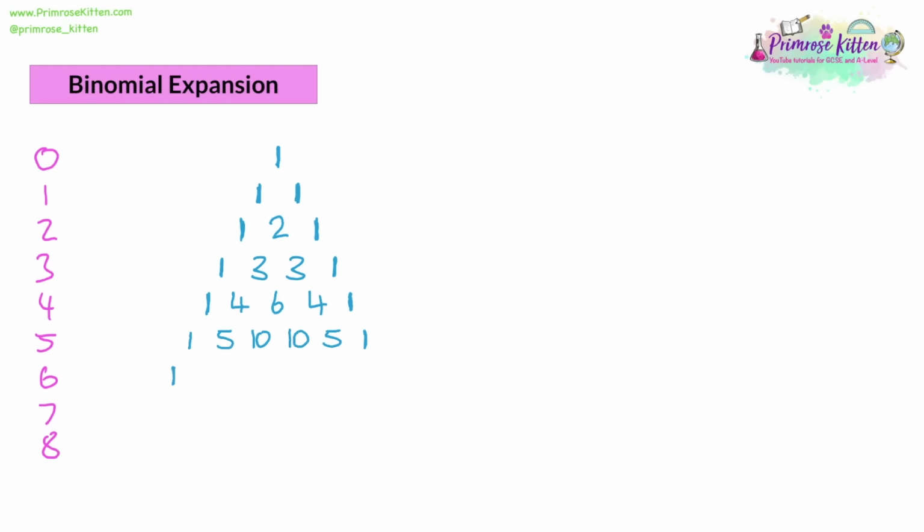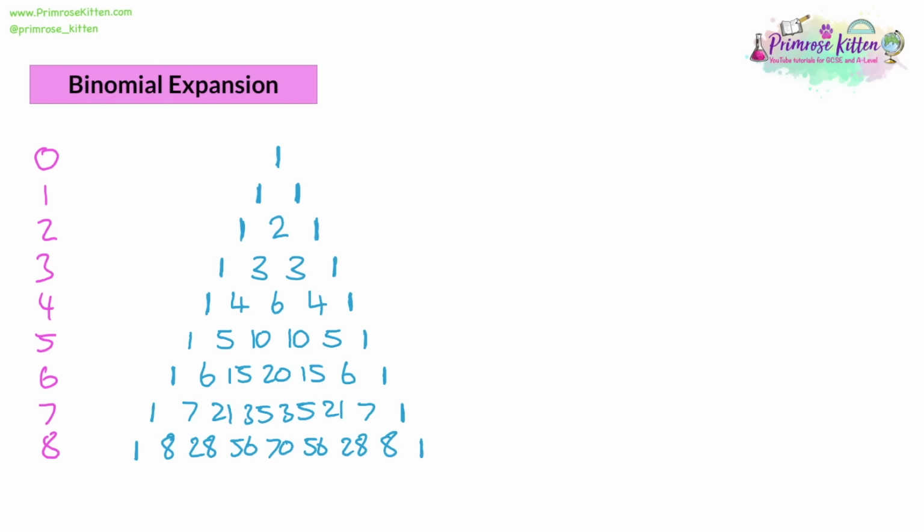And you can see in alternate rows, you have two identical middle numbers. If it's an even number of terms that you have, then the middle two numbers will be the same. If it's an odd number like this one, then the middle two terms will be different. So let's just generate the last few rows. You'll also see that this is symmetrical. So the numbers on the left are the same as the numbers on the right. Now, what this is used for is to find the patterns when you expand brackets.